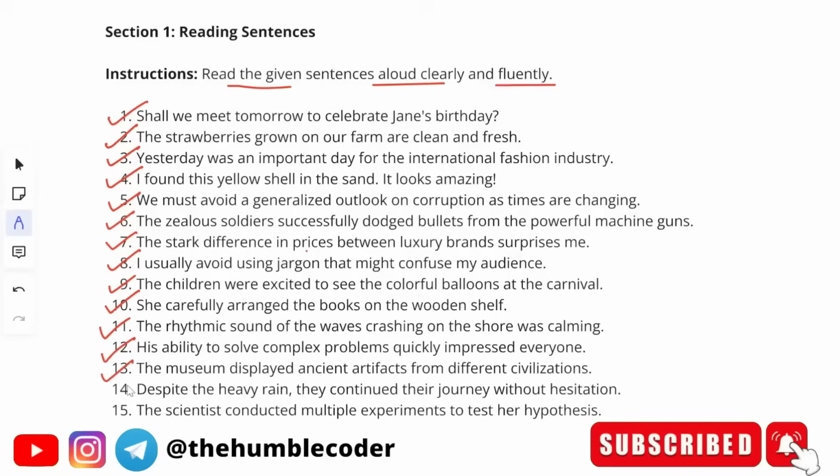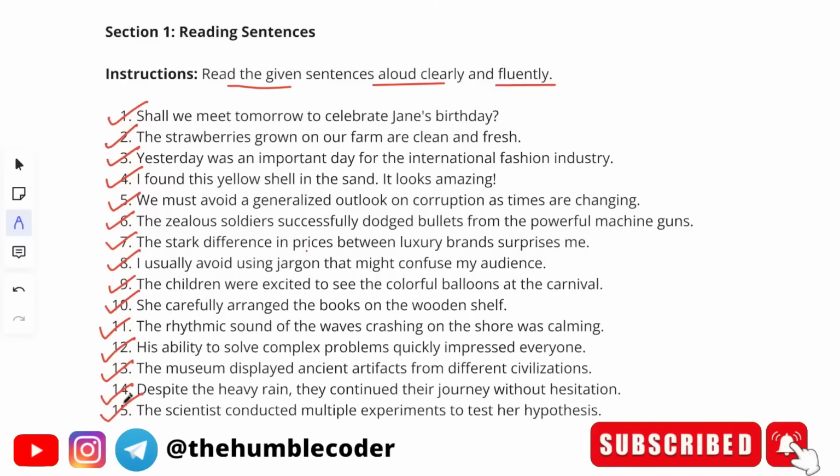Thirteenth, the museum displayed ancient artifacts from different civilizations. Fourteenth, despite the heavy rain, they continued their journey without hesitation. Fifteenth, the scientists conducted multiple experiments to test their hypothesis.